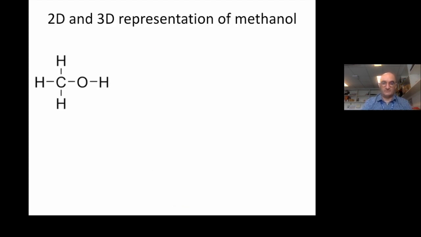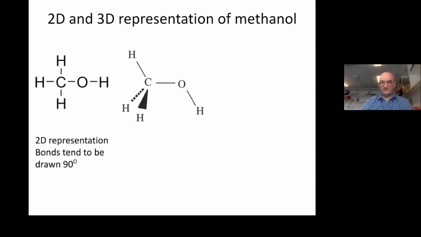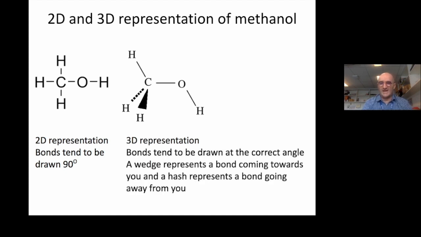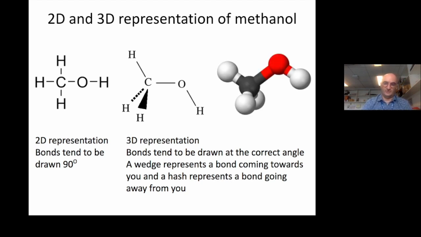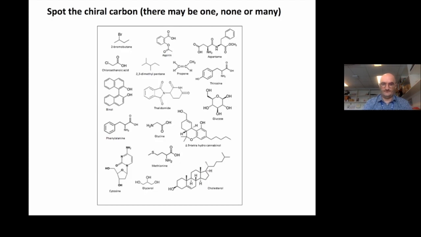So here's methanol. Can that be chiral? No, it's got three hydrogens. So three groups the same, one group's different, which is the hydroxyl. You cannot have an enantiomer of that. But we know the wedge coming out is pointing towards us, the dash going back is going into the board. There's the ball and stick model.